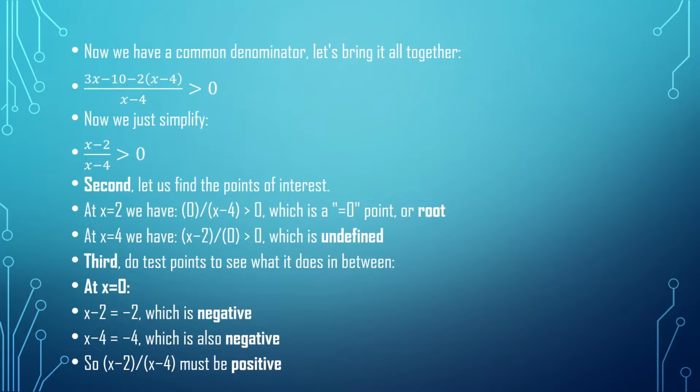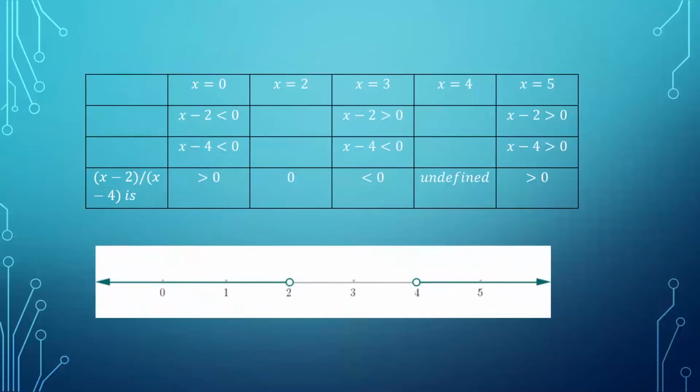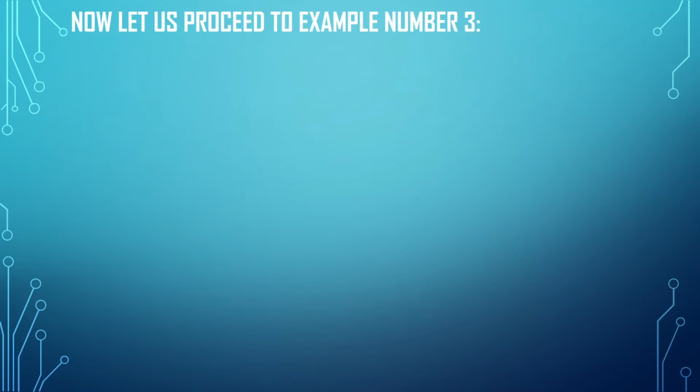Third, do the test points to see what it does in between. At x equals 0, x minus 2 equals -2, which is negative. And x minus 4 equals -4, which is negative. So, x minus 2 over x minus 4 must be positive. So, we can also do the same with x minus 3 and x minus 5, and we end up with these results. Now, let us proceed with example number 3.